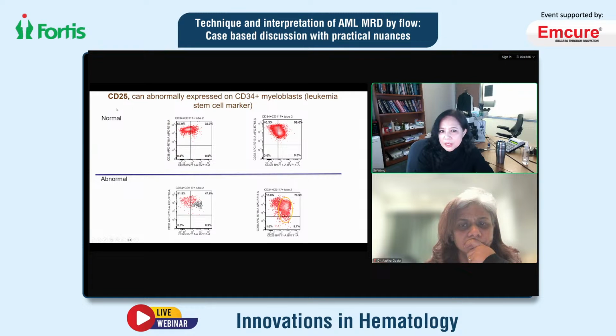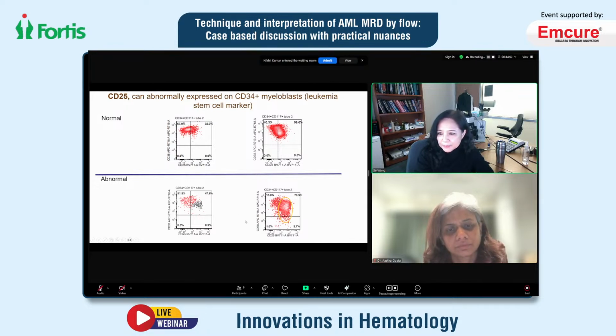So this is CD25. CD25 is also considered a stem cell marker. So again, in the normal, this is G-CSF, right? With G-CSF you can get a little flare, increased expression. But in the abnormal, if you now know why the CD38 is so important, you actually look at a lot of markers, including CD38, to look for aberrancies.